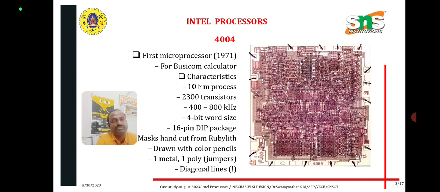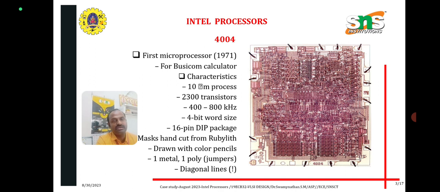The characteristics are a 10 micrometer process, 2300 transistors used, frequency 400 to 800 kilohertz, word size 4 bit, and a DIP package, dual in-line package, that is 16 pin. The masks were cut from Rubylith. It is drawn with color pencil, one metal, poly, or diagonal lines.